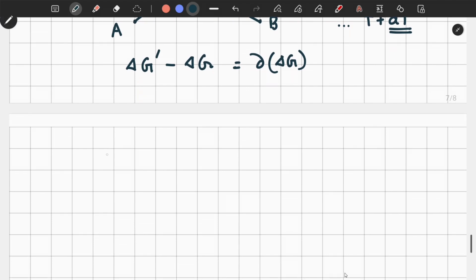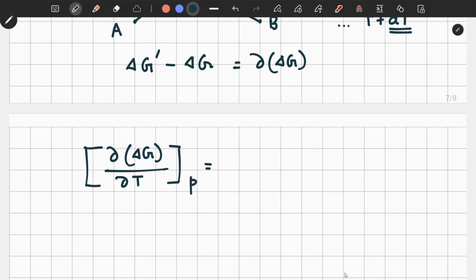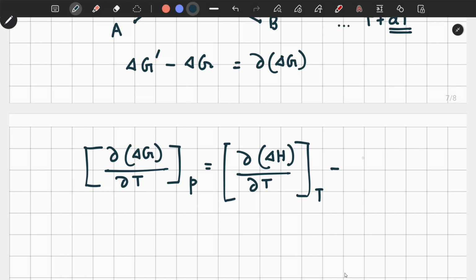So we want to calculate this because we are ultimately changing the temperature, correct? And everything else is constant. Let's say everything we are doing at isobaric, constant pressure. So now delta G equals delta H minus T delta S. So T delta S, and it is delta T. So what will happen?